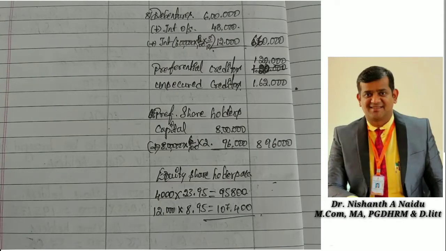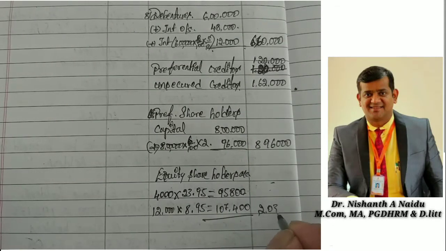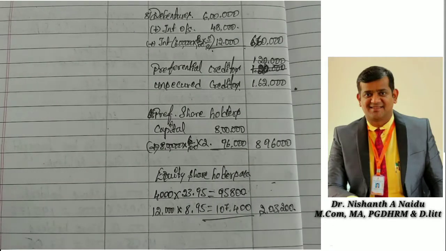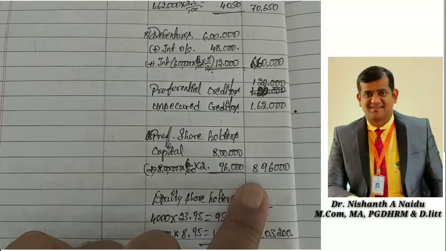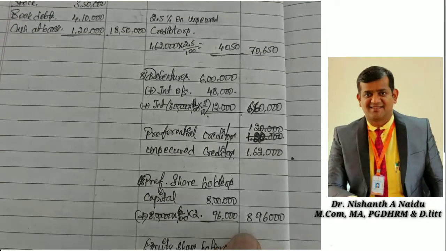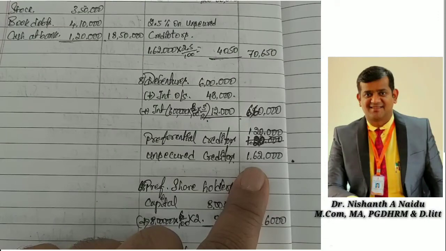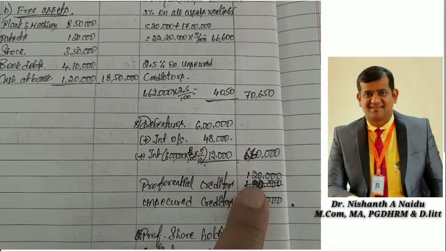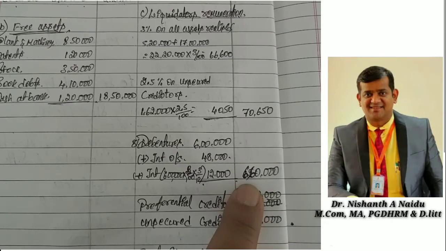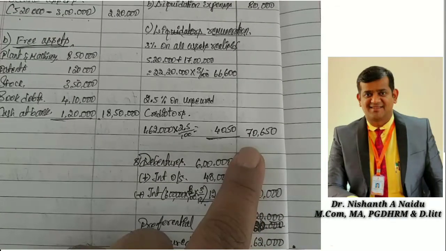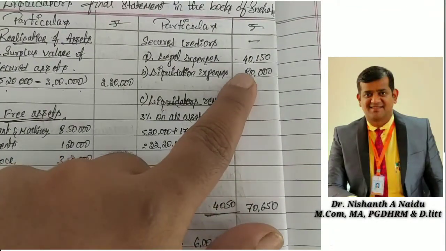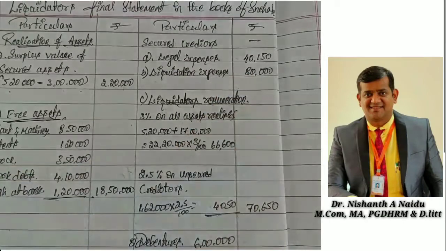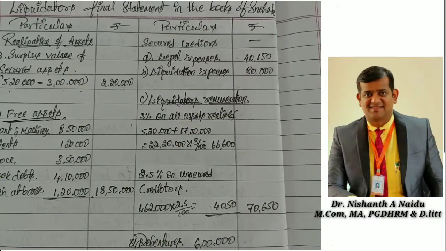Now total it: 1,07,400 plus 95,800, put together, 2,03,200. Now total this: 2,03,200 plus 8,96,000 plus 1,62,000 plus 1,20,000 plus 6,60,000 plus 70,650 plus 80,000 plus 40,150. So put together, how much are we getting?